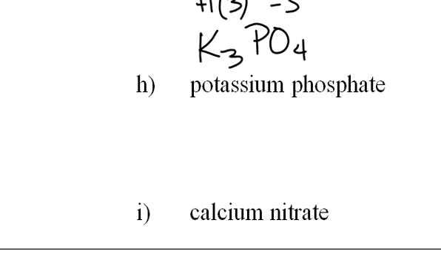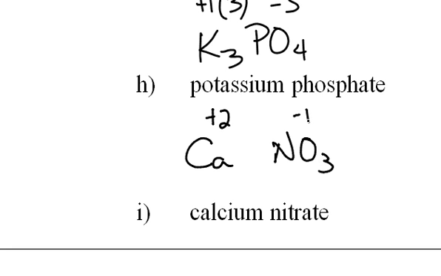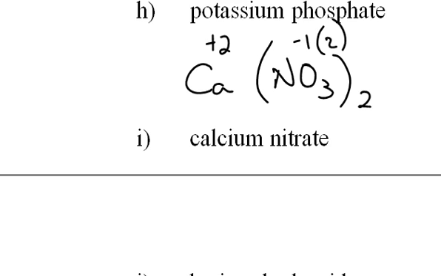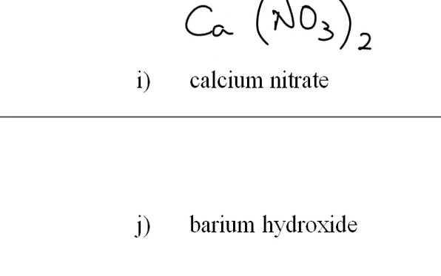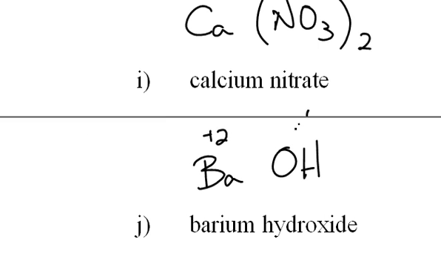Calcium nitrate, calcium Ca with a +2 charge, nitrate NO3 with a -1 charge. So to balance these out, we need 2 of those, so put parentheses around the poly. There's your calcium nitrate. Barium hydroxide, very similar to a problem earlier on, where we have barium with a +2 charge, hydroxide with a -1, so that means we need 2 of those. So barium hydroxide.